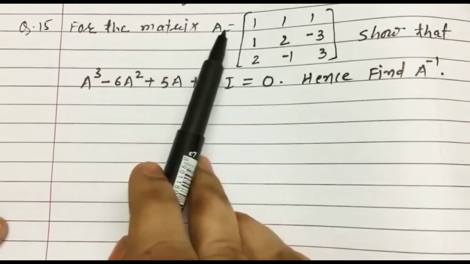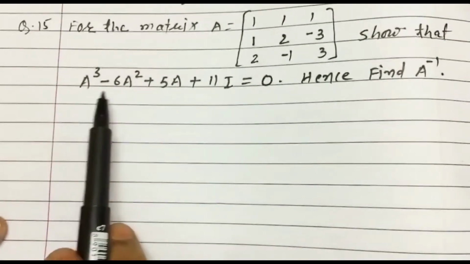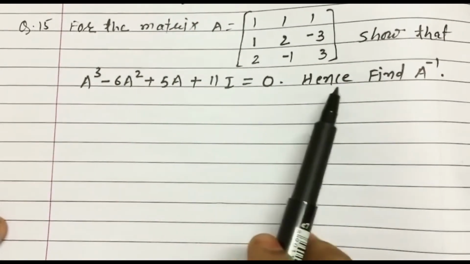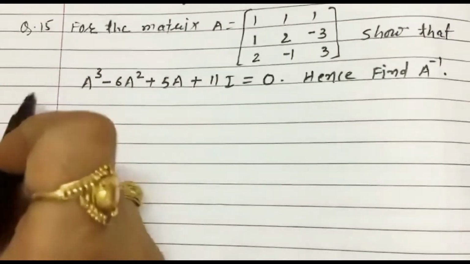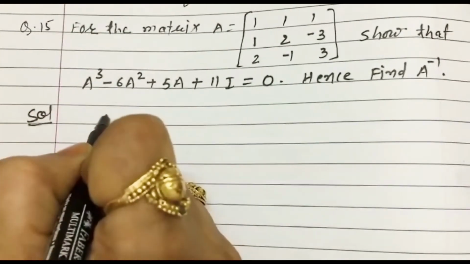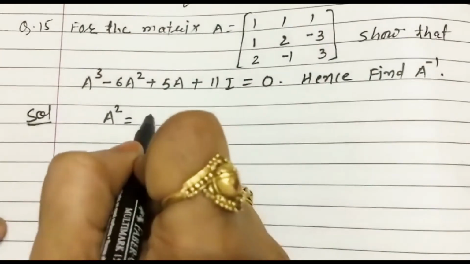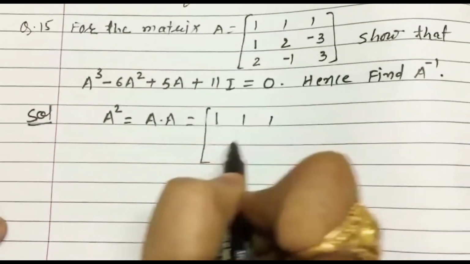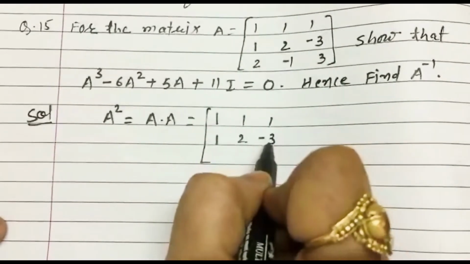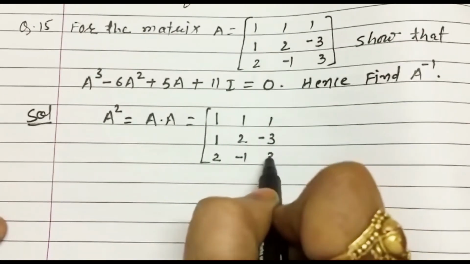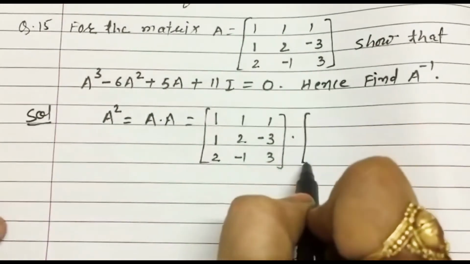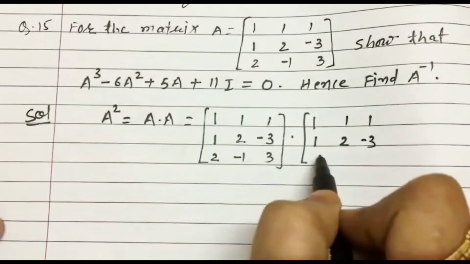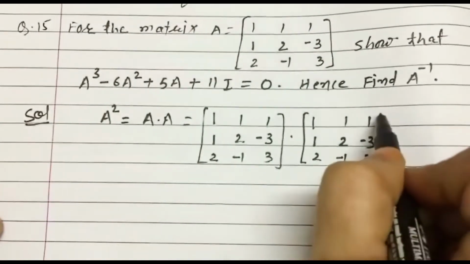For the matrix A given, show that A cube minus 6A square plus 5A plus 11I is equal to the 0 matrix. Hence find A inverse. So for this question, first we have to find A square. It's A into A. So write 1 1 1, 1 2 minus 3, 2 minus 1 and 3, and multiply with A, which is 1 1 1, 1 2 minus 3, 2 minus 1 and 3.